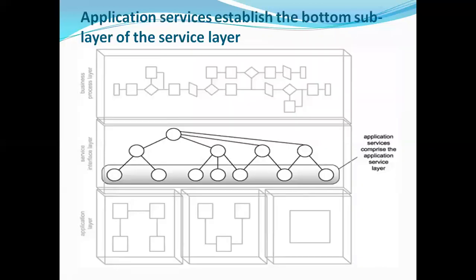So see here, this is the layering service layer. This is the service interface layer, main service, sub services, and these are the sub services. This layer represents the application services that comprise the application service layer. So here we are writing the application: sending SMS, sending email, sending notification. It's a part of application service.